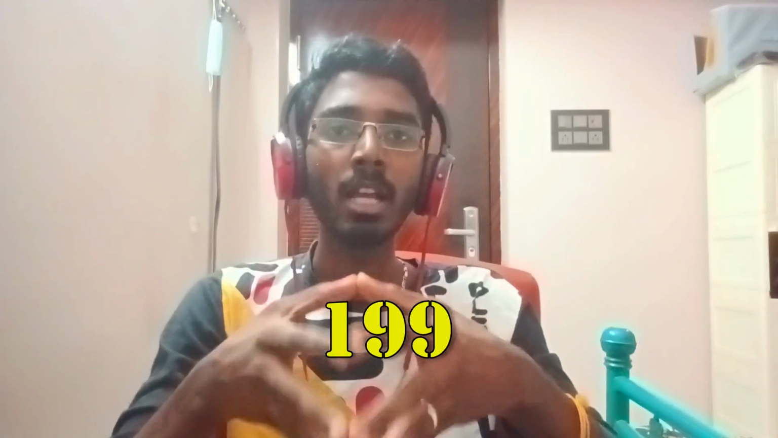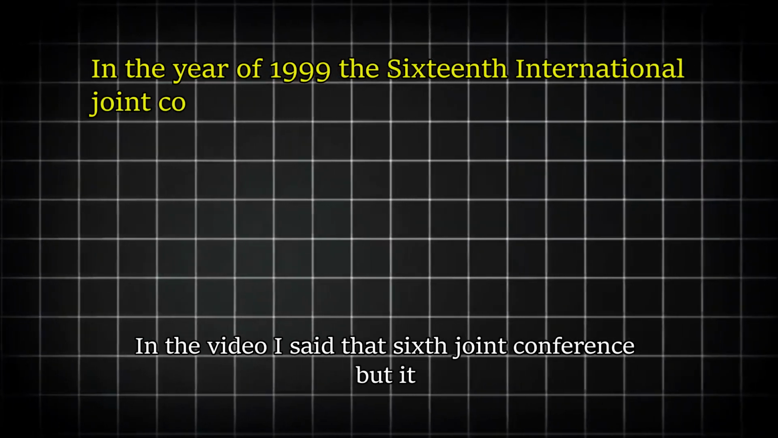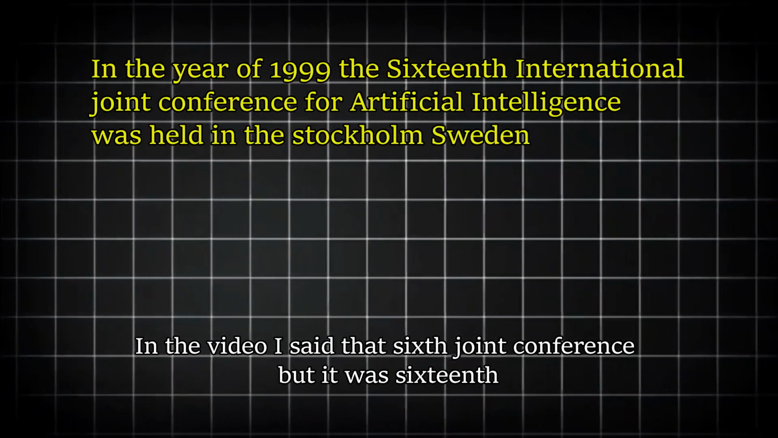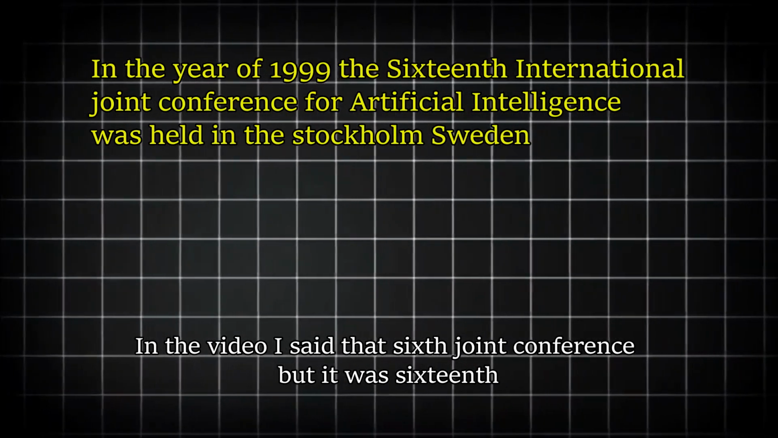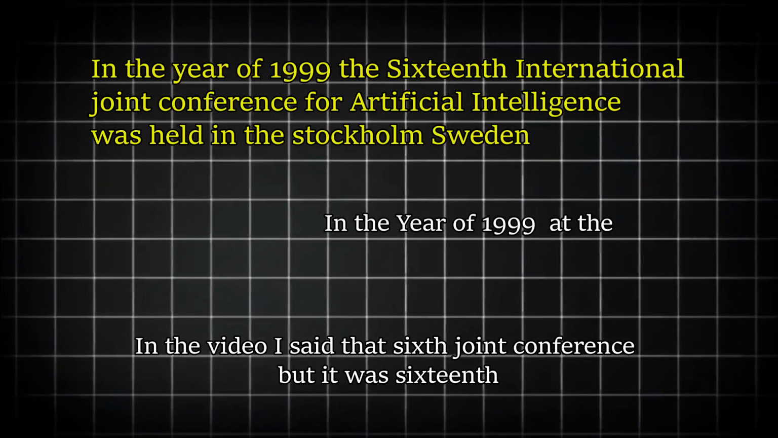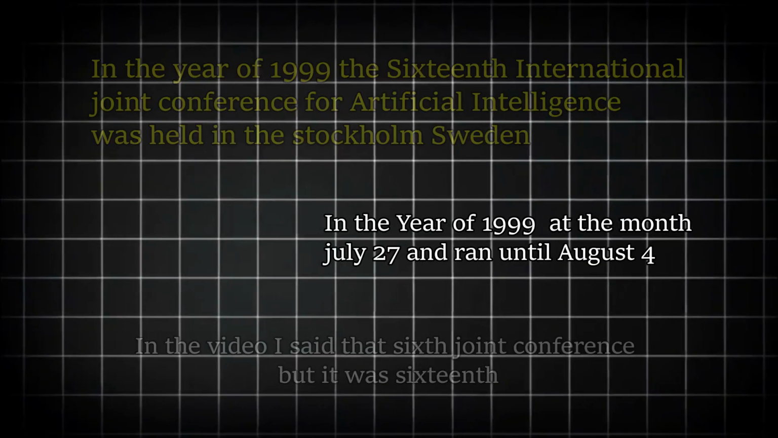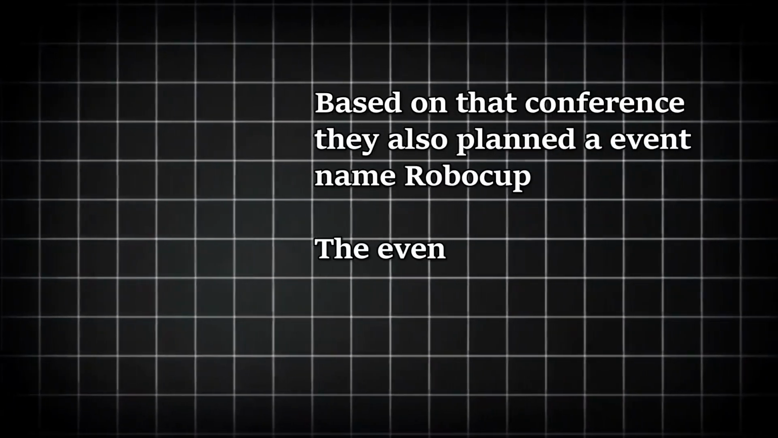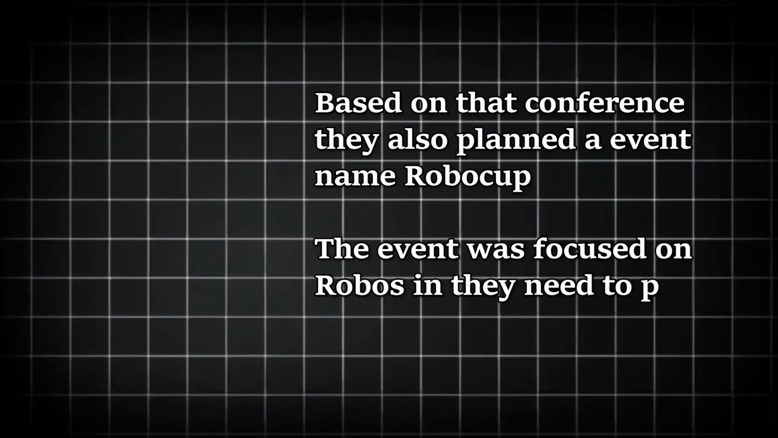The last topic of the video is RoboCup in the year 1999. In 1999, the sixth Joint Conference on Artificial Intelligence was held in Stockholm, Sweden, on July 27. Based on that, they also planned a companion event for robots. The name of the event was RoboCup. In the event, they planned a soccer match for robots, where the robots need to think faster and strategically to win the match.